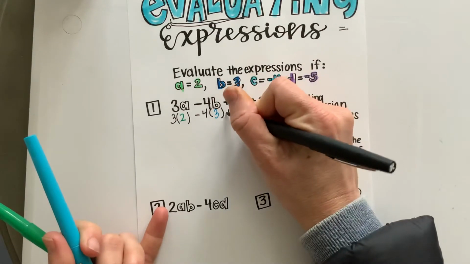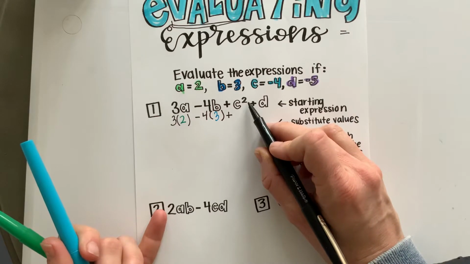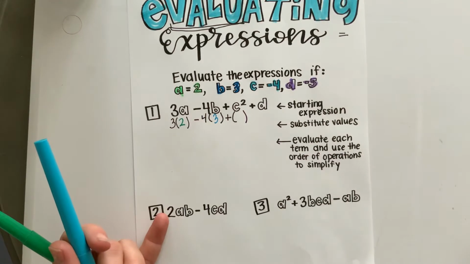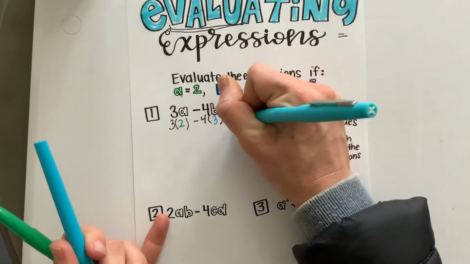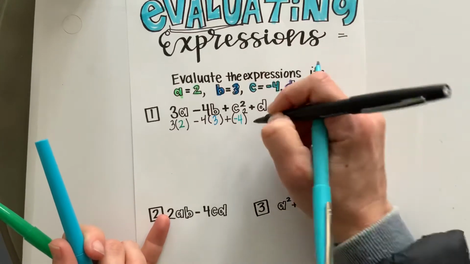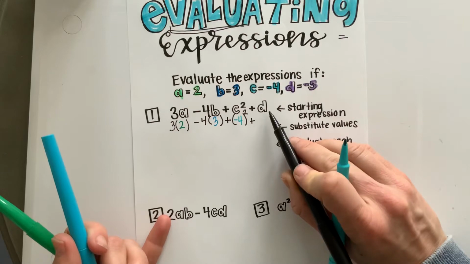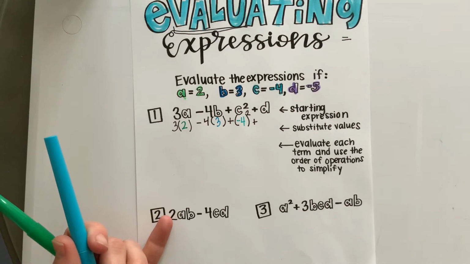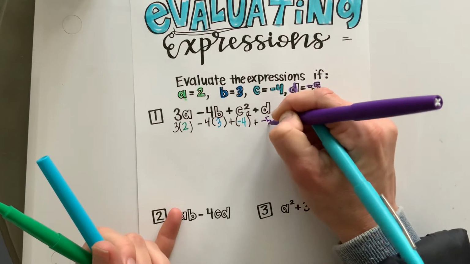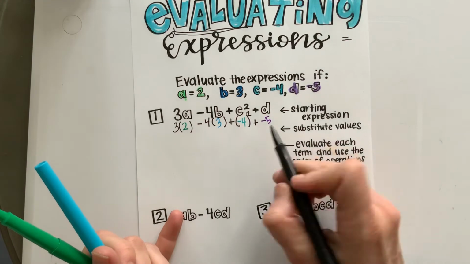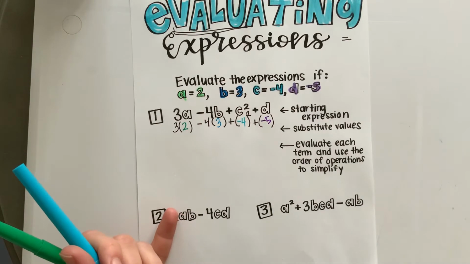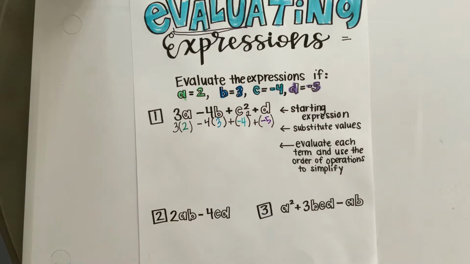And then plus C squared. So I'm going to take the value of C, which is -4, and I'm going to square it. -4, and that's going to be squared, plus, and then my last value, D, -5. I'm just going to put the -5 in parentheses, just to make it mathematically clearer, because right now we have plus minus, which can be confusing. So now I've substituted the values for that expression.